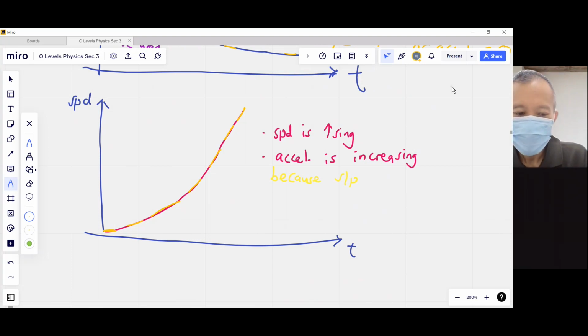Make sure you can read that. It's easier to think of slope as steep or gentle. Gentle means low deceleration, low acceleration. Steep means very high acceleration or deceleration.